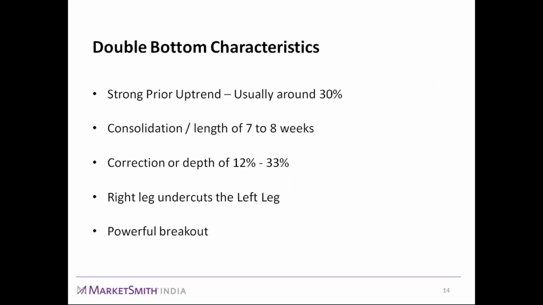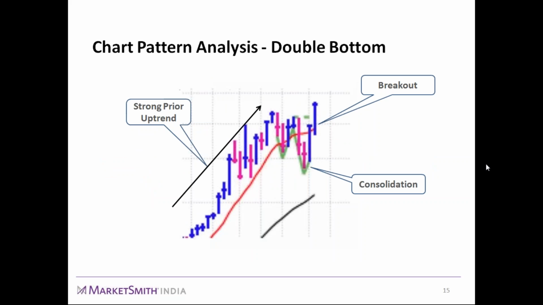Now the next pattern that we are going to look at is the double bottom pattern. To give you a quick view of that, it's something like this. It forms a W shape. After an uptrend, the stock starts falling, then it bounces back, but then again it starts falling, and here the second low will undercut the first low, and then it starts moving higher as well.